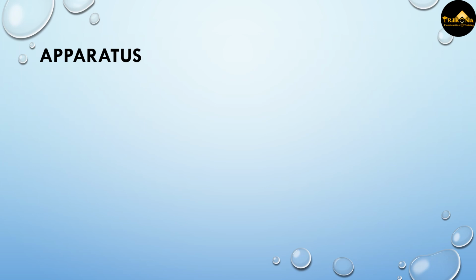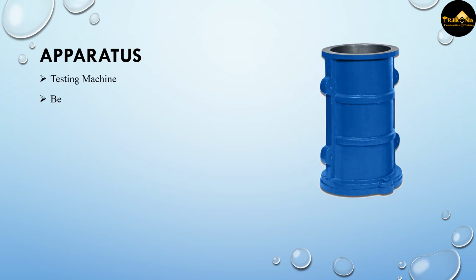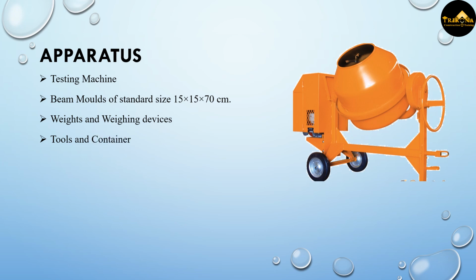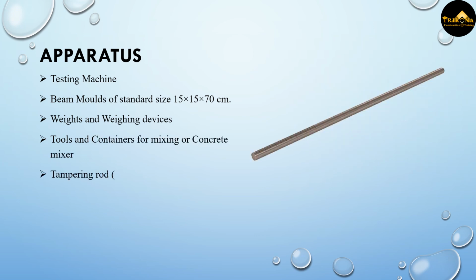Apparatus: testing machine; beam molds of standard size 15 by 15 by 70 centimeters; weights and weighing devices; tools and containers for mixing; concrete mixer; tamping rod, 16 mm in diameter and 600 mm length.